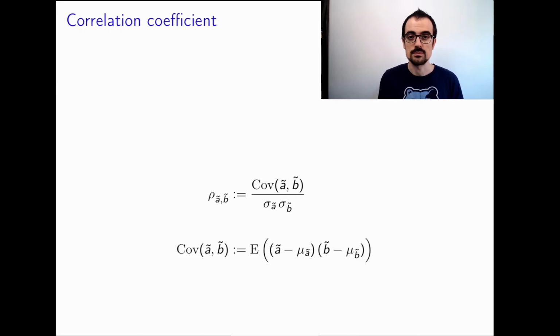The correlation coefficient between two random variables A and B is defined as the covariance between A and B, which is just the expected value of the product between the random variables after centering, after subtracting the respective means, divided by the standard deviation. So we normalize the covariance by the standard deviation, and we get the correlation coefficient, which we have learned is between -1 and 1 and quantifies the linear dependence between A and B.